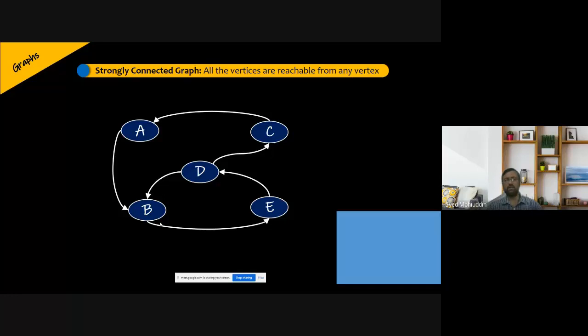But it's not necessary that every directed graph is a strongly connected graph, because directed graphs have orientations. Now, as the definition says, a strongly connected graph is a graph in which all the vertices are reachable from any vertex. So if you look at this graph, is it a strongly connected graph? Yes, it is a strongly connected graph, and every vertex can be visited from every other vertex.